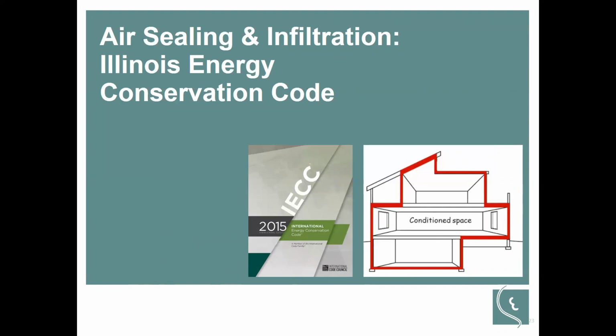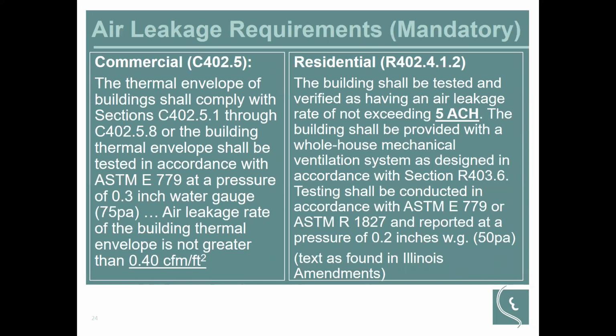Air sealing is very important for many different reasons. As we've gone over why we air seal, now we're going to take a look at what the code actually calls out for air sealing and air barriers. I'm not going to read all this text to you. This is just straight out of the code book. I will note that on the residential portion, this is the text as found in the Illinois amendments, so it is slightly different from the original code text of the International Energy Conservation Code. But you can see there are similarities between the commercial and residential air leakage requirements.